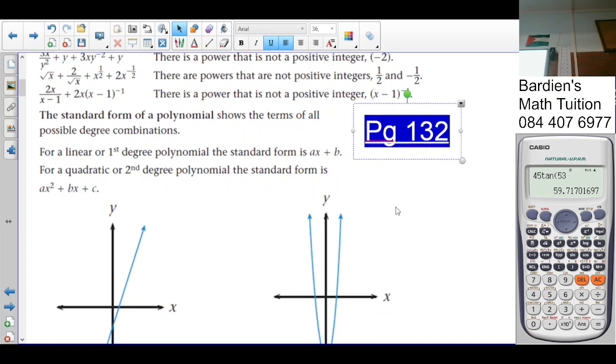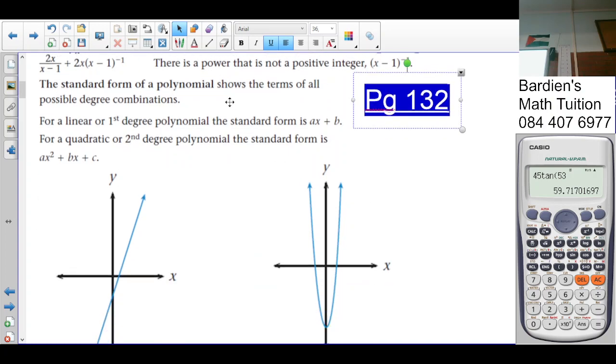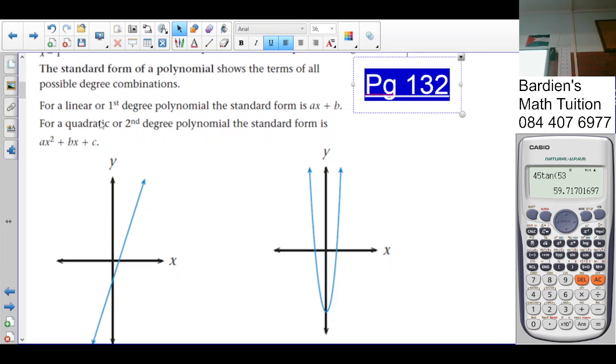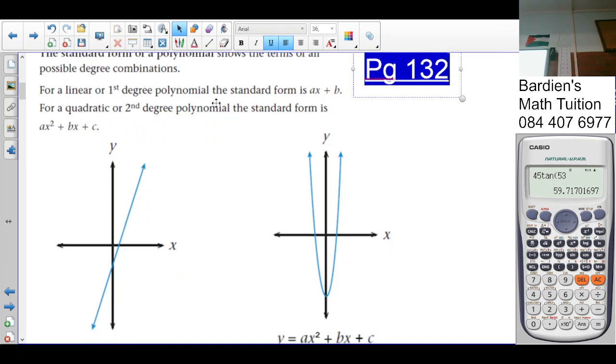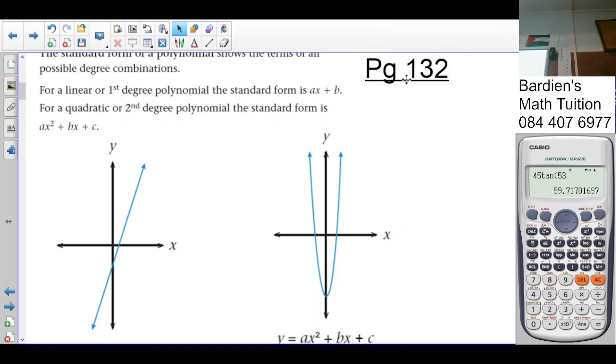Let's carry on. The standard form of polynomials shows the terms of all the possible degree combinations. For a linear or first degree polynomial, the standard form is ax plus b. This is basically a straight line. A quadratic is a second degree polynomial with the standard form of ax squared plus bx plus c. And what type of graph is this? Parabola. So a quadratic polynomial will result in a parabola graph, whilst a linear expression will go into a straight line. That's what we know already. That's just what they're highlighting to us here at this point.